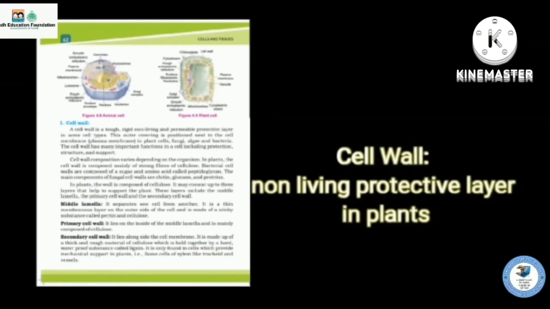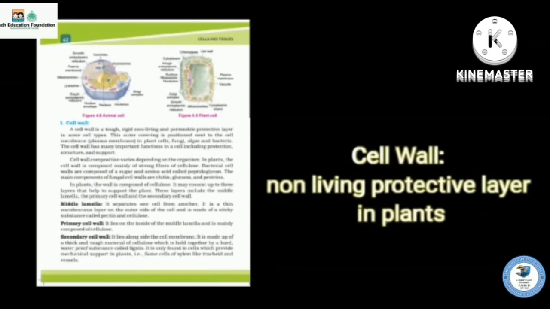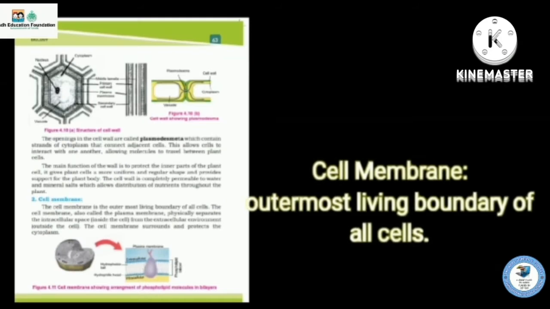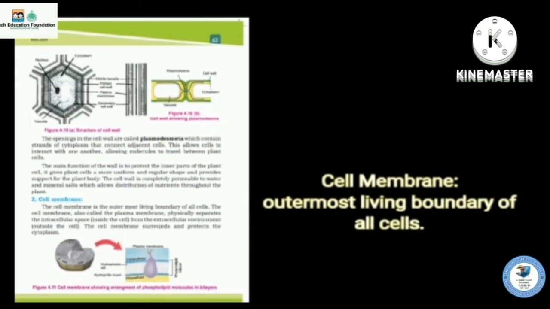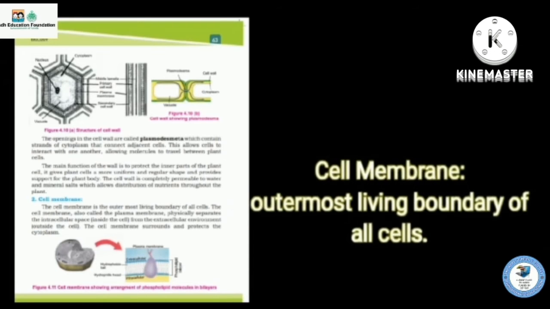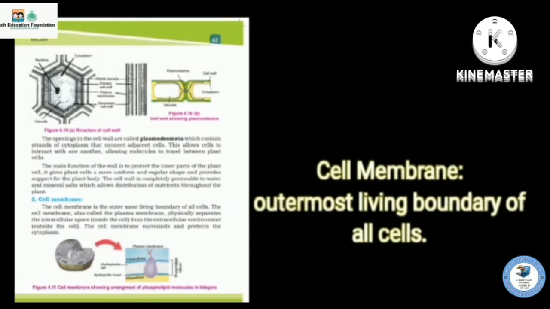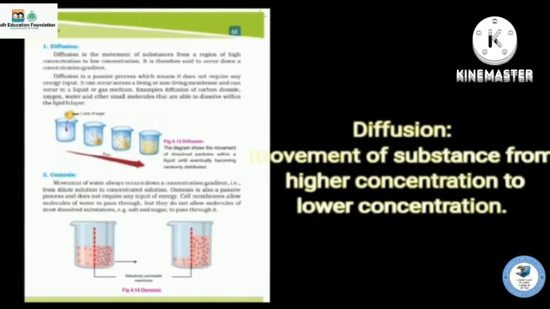Now the next one is cell wall. It is a non-living protective layer in plants. Now another topic is cell membrane. It is the outermost living boundary of all cells. It separates the intracellular environment from the extracellular environment.